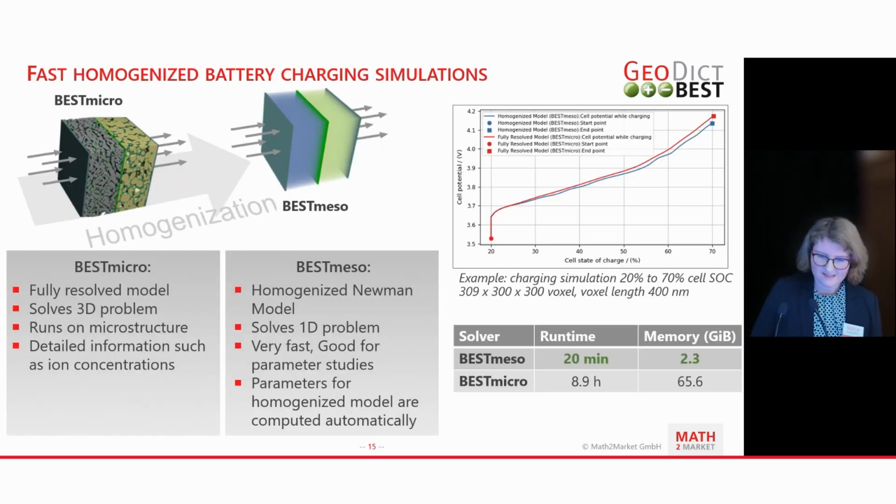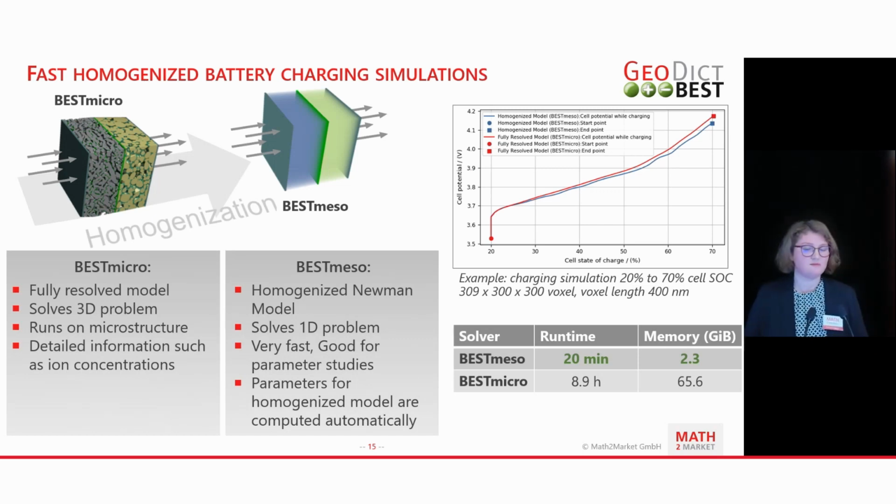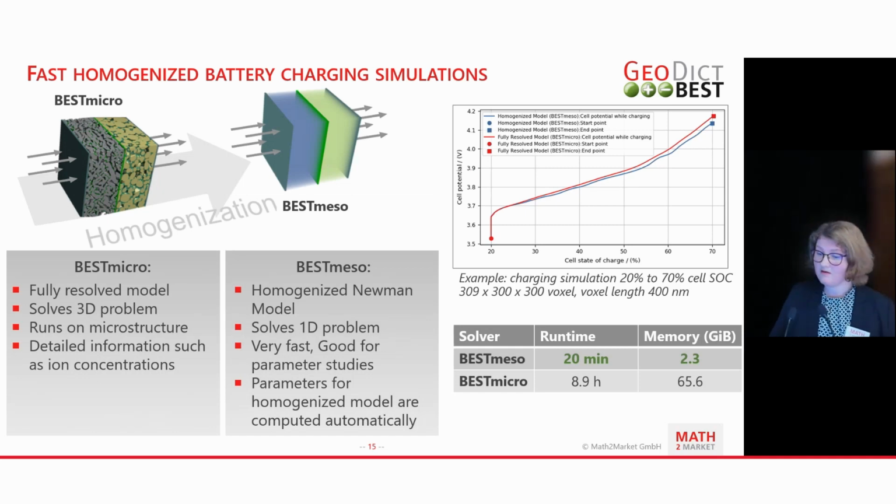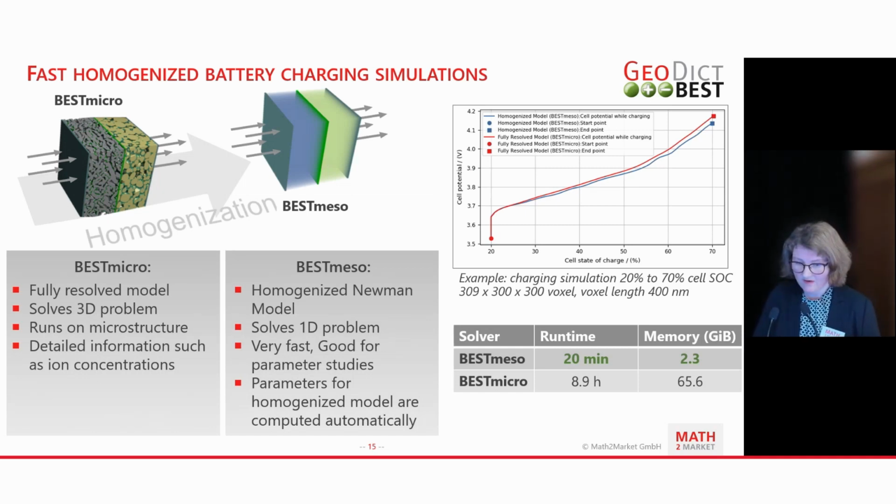And as the structure generation can be made easier when you have the right object type, the simulations are made easier and faster if you use the right simulation model. So it's important to consider the specific questions you have in your material development, and in GeoDict you can then choose different models when you develop your battery that answer those questions. There is a homogenized model, the BEST Meso, and a fully resolved model, the BEST Micro, at which we now look in detail.